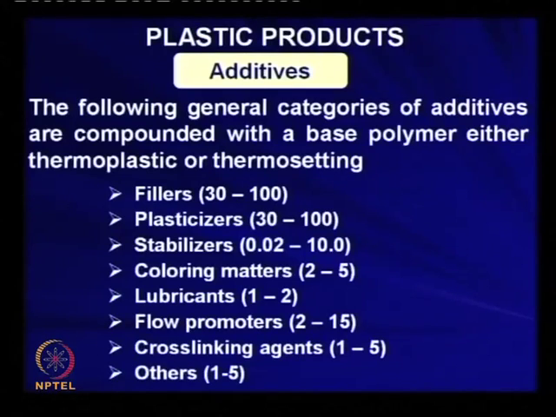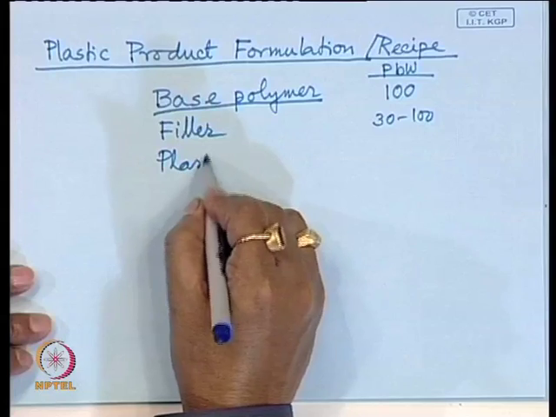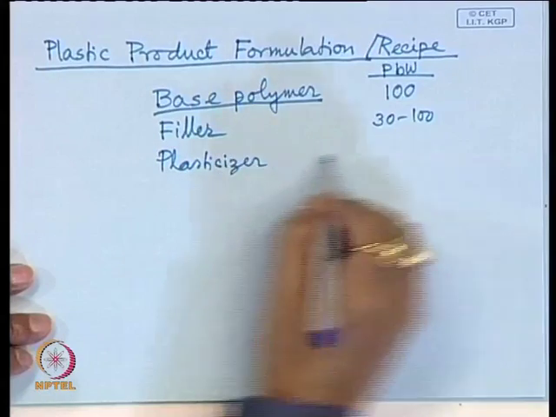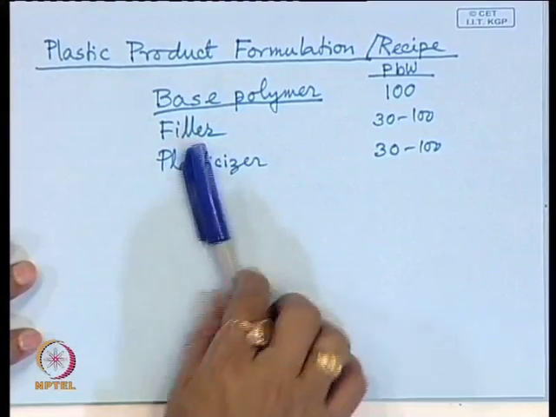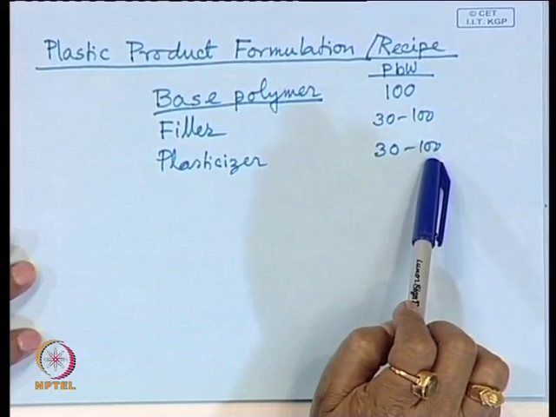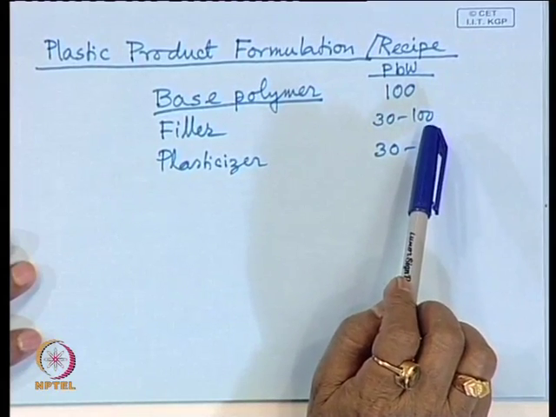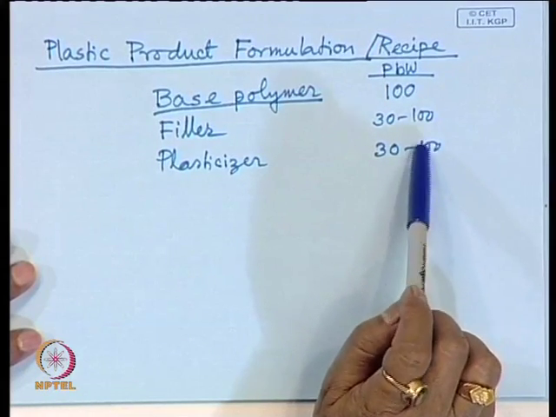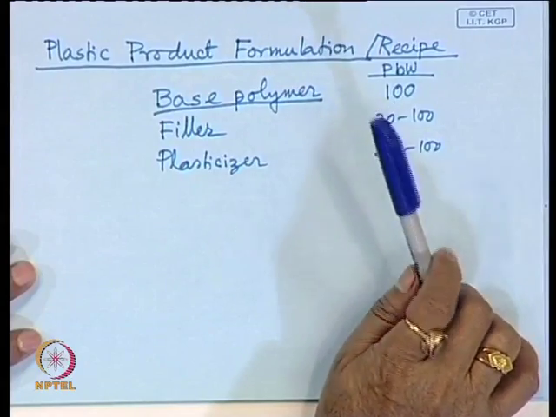Next come plasticizers. Again, the range here is 30 to 100. That means if you take 100 kg polymer, you can use 100 kg plasticizer, or 50-50. Then you have to compromise the performance. What is the function of plasticizer?